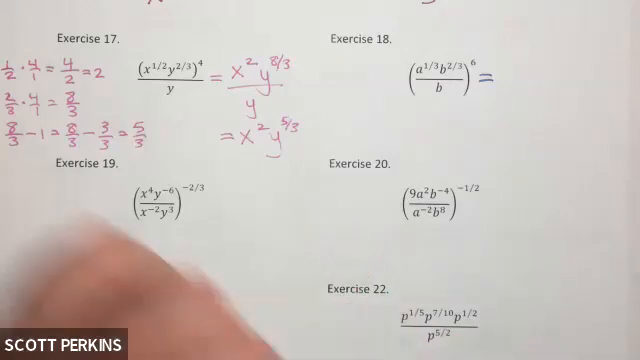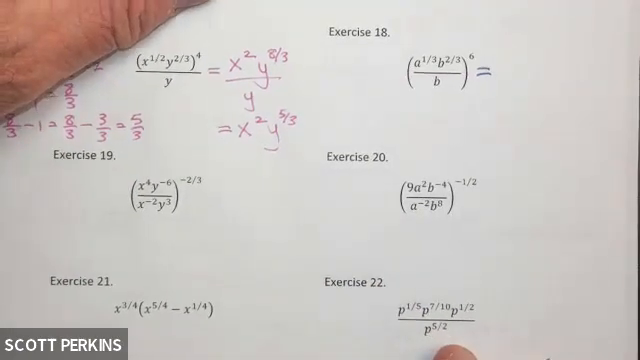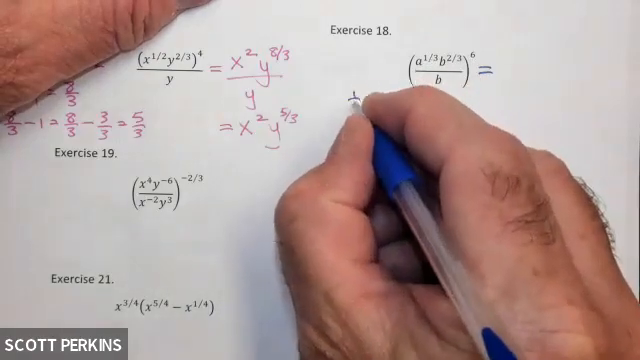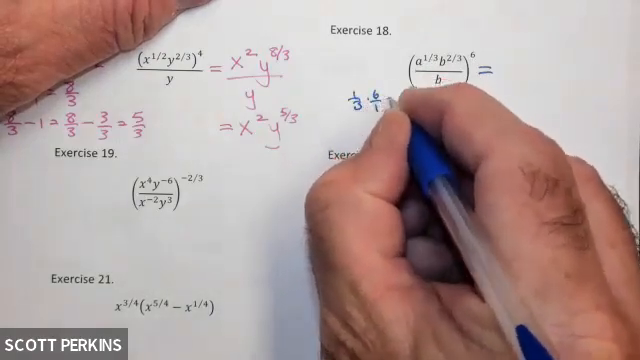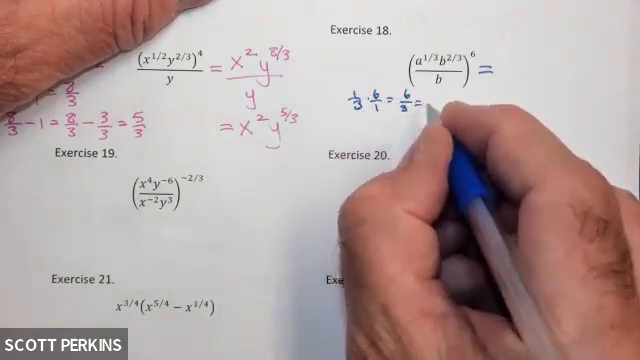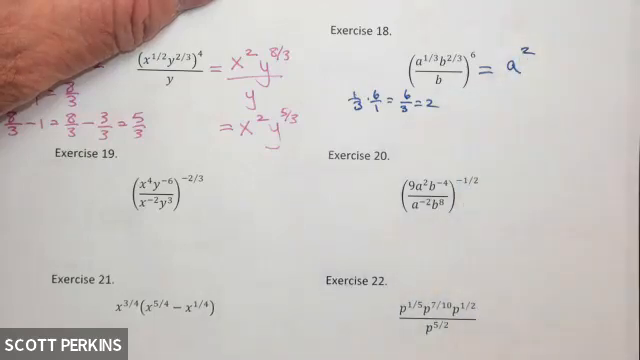All right, so I'm just going to get started on this. If you're working, keep working. I'm trying to keep the numbers sort of manageable and reasonable here. So I've got my a to the 1/3 raised to the 6th. So I've got 1/3 times 6/1. So 1 times 6 is 6. 3 times 1 is 3. 6/3 is 2. So to start off with, I've got a to the 2nd power.